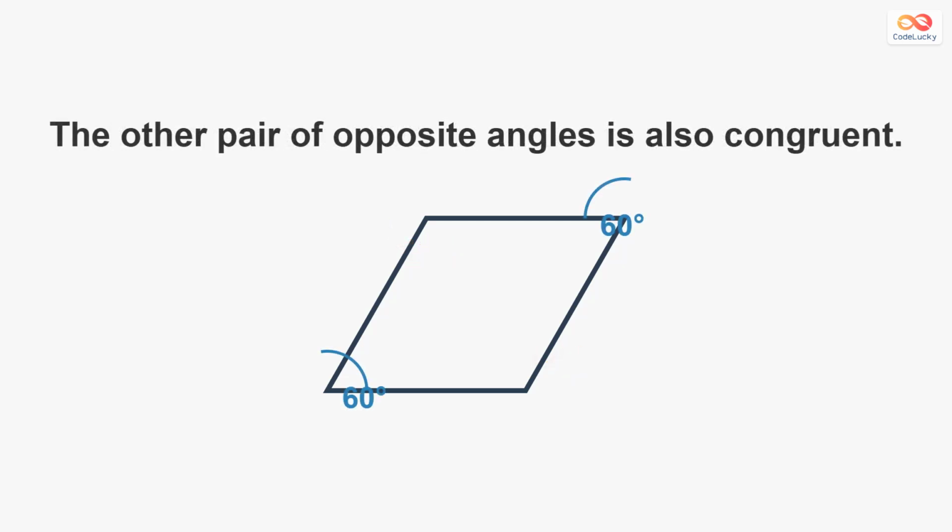This property applies to the other pair of opposite angles as well. If we measure one of the other angles and find that it is 60 degrees, then its opposite angle is also guaranteed to be 60 degrees. Both pairs of opposite angles are always congruent.